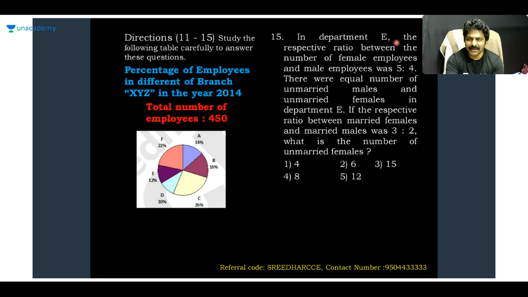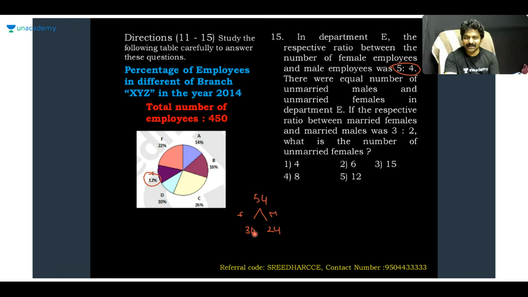In department E, the respective ratio between number of female employees and male employees was 5:4. Department E, we have 12%. 10% is 45, 1% is 4.5, 2% is 9. 45 plus 9, 54. Out of 54, ratio between female and male. So female employees and male employees are in the ratio 5:4. Total 9 parts are there. 9 times 6 is 54. 5 times 6 is 30. 4 times 6 is 24. So female are 30 and male are 24.